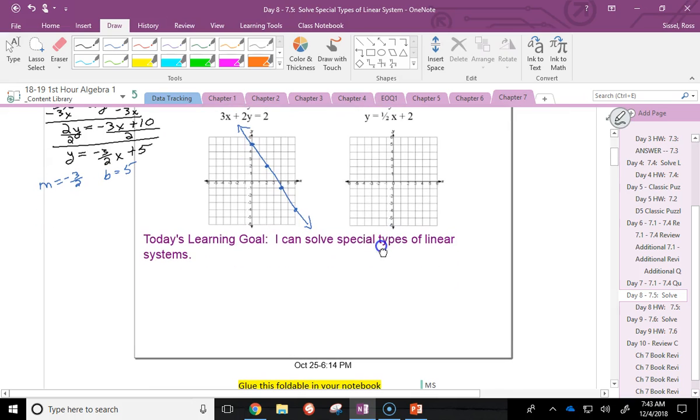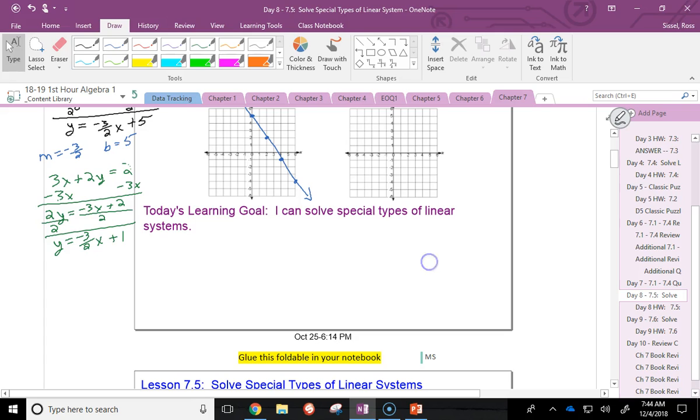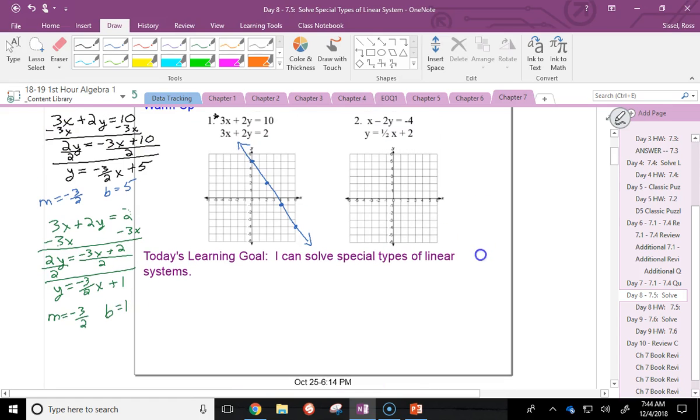And then I'm going to do my work for the second line. Same thing. 3x plus 2y equals 2. I'm going to minus my 3x. I have 2y equals negative 3x plus 2. We divide by 2. Y equals negative 3 over 2x plus 1. And on this one, I see my slope is negative 3/2, and my y-intercept is 1.